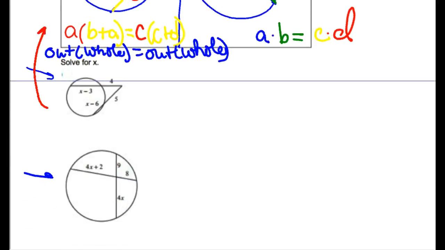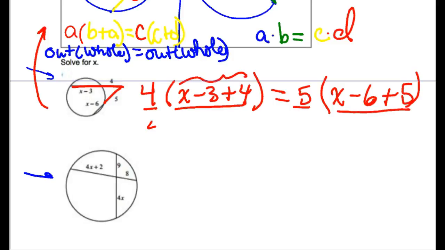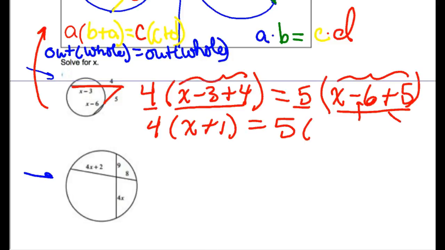So this is using this first one, that the outside piece, which is 4, times the whole thing, which is going to be x minus 3 plus 4, is equal to the outside piece, which is 5, times the whole thing, which is x minus 6 plus 5. So I'm doing outside times the whole way equals outside times the whole way. I'm going to clean this up. It's going to become x plus 1. I'm going to clean this up. It's going to become x minus 1 because I have a negative 6 combined with a positive 5. So I'm going to have an x minus 1.